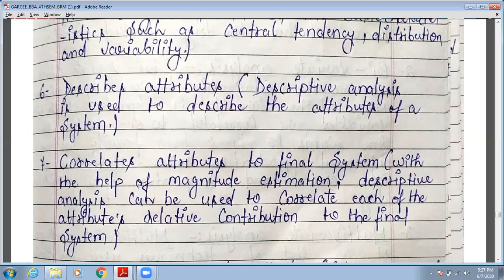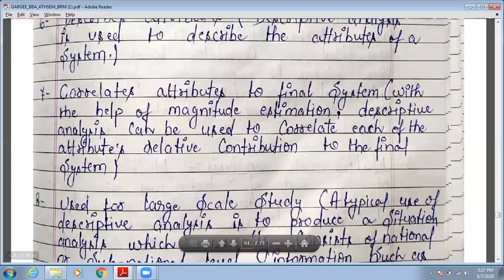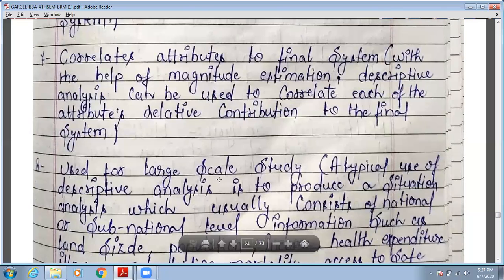Okay, so that's why correlating the attribute to the final system is an easy task in descriptive analysis, because this is presented in graphs or in numerical terms. So with the help of magnitude estimation, descriptive analysis can be used to correlate each attribute's selective contribution to the final system. Then it is used for large scale studies.